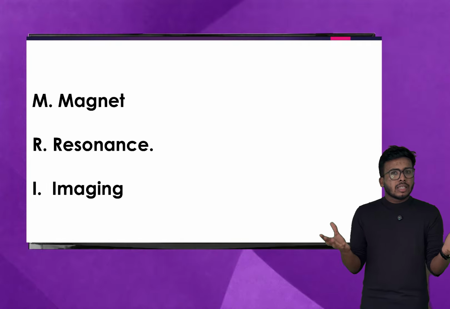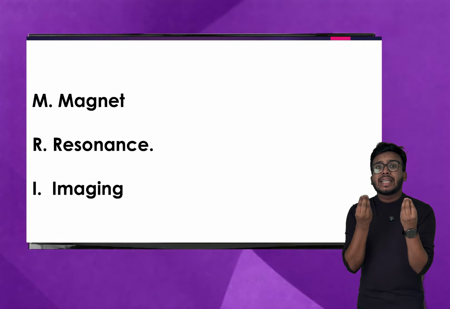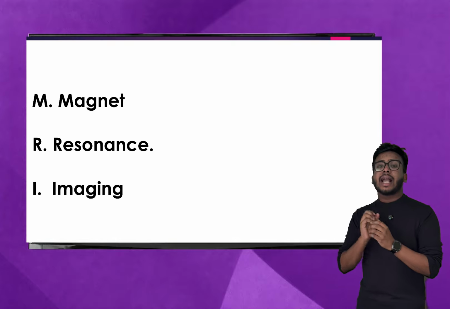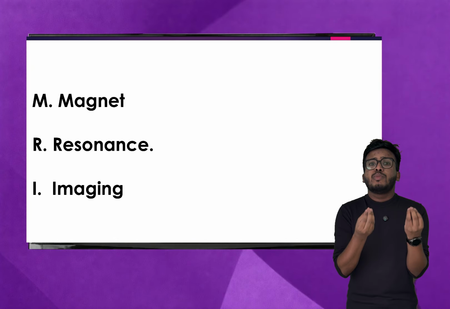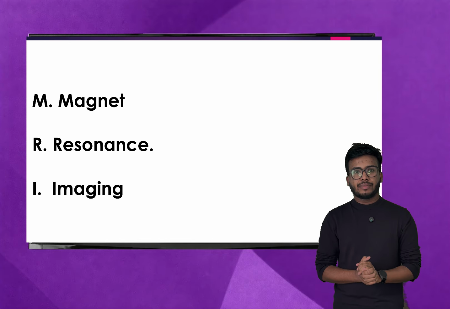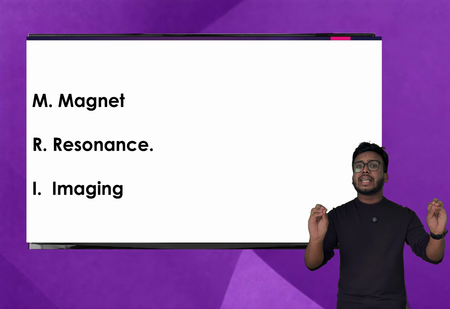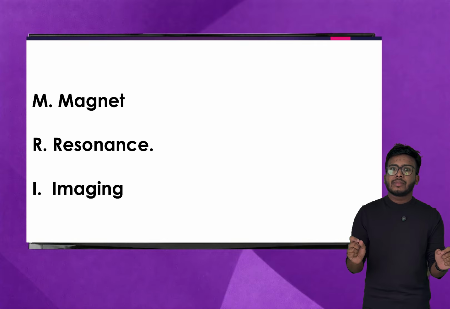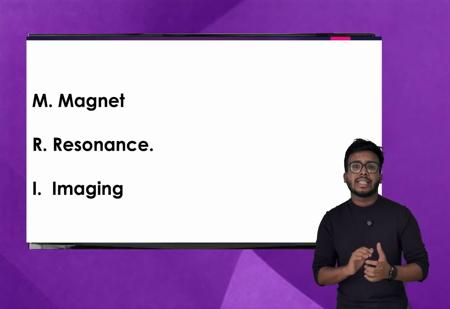What is a magnet? A magnet is an object that creates a magnetic field. Clear? Then how are these magnetic fields created?